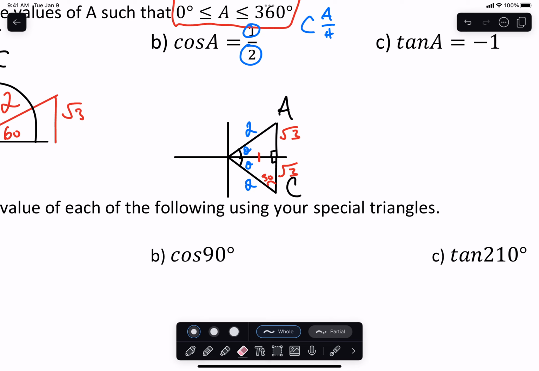So one of your angles is angle A. What's the other one though? I need to get from here all the way around. 300.